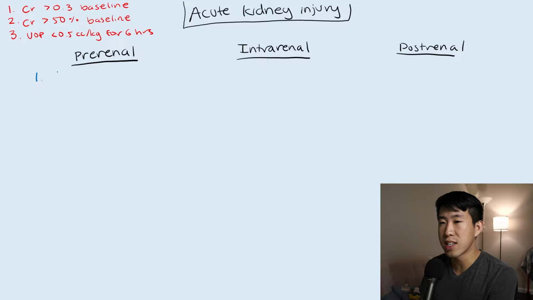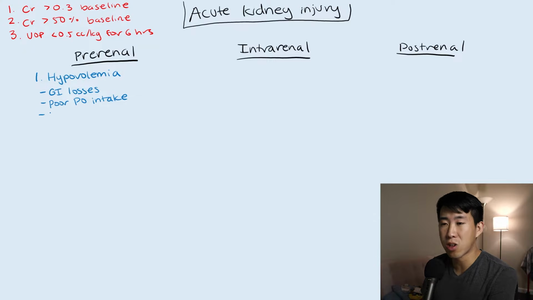The first one is going to be true hypovolemia. So the patient is actually dehydrated and volume down. The most common causes of this are going to be from GI losses, for example, nausea or vomiting or diarrhea. And then also poor PO intake. And a lot of times patients will have a very clear history of this. So this can make this diagnosis particularly easy to make.